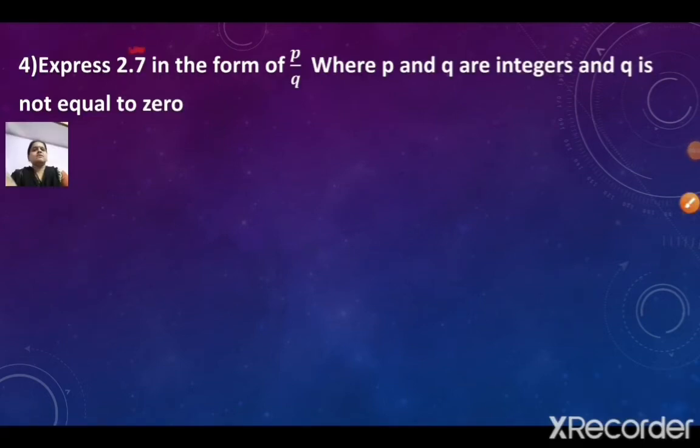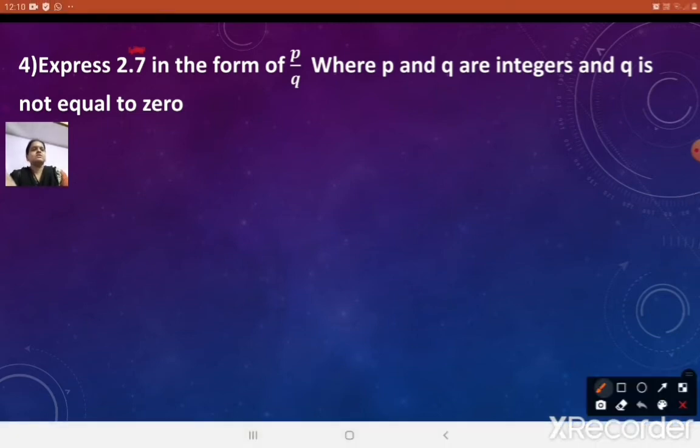Express 2.7 bar in the form of P by Q, where P and Q are integers and Q is not equal to 0. How to solve? Yes, we will consider the given number as first x. So x is equal to 2.7 bar. What is our next step?